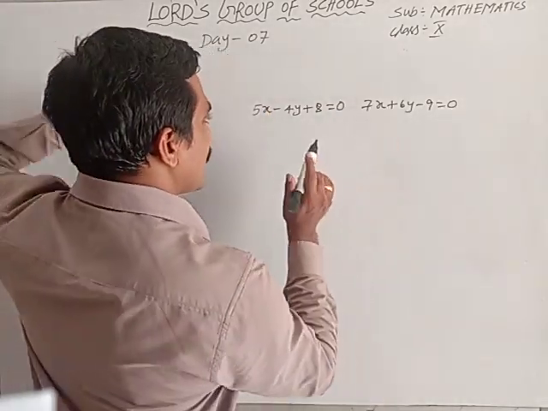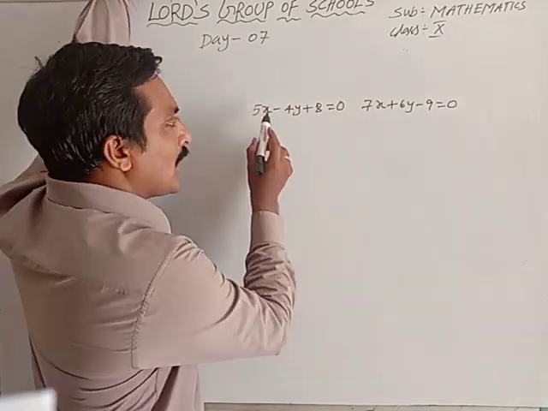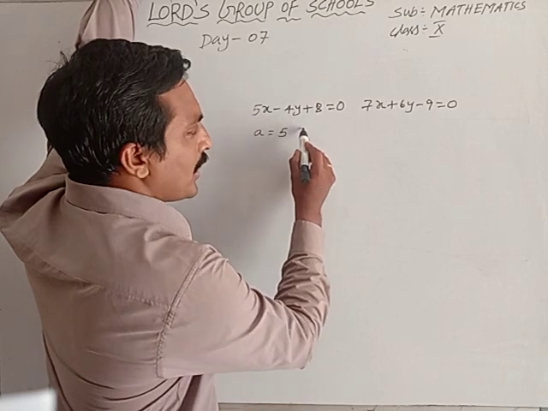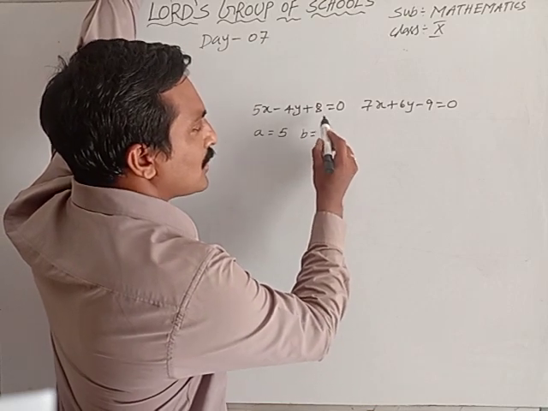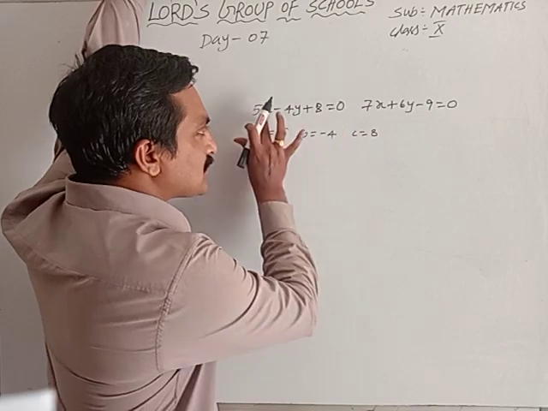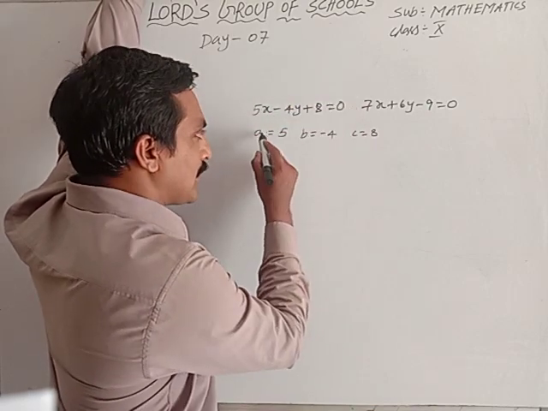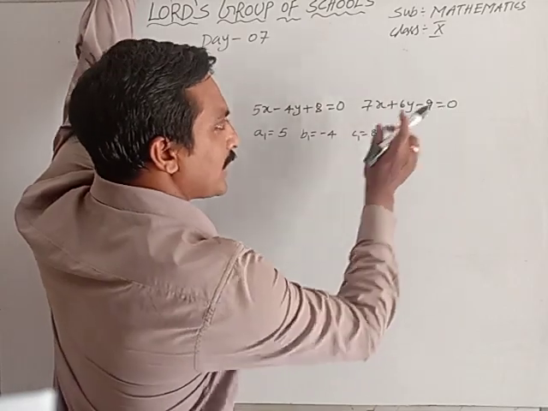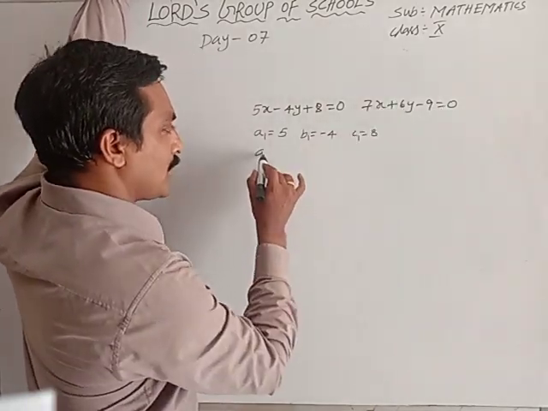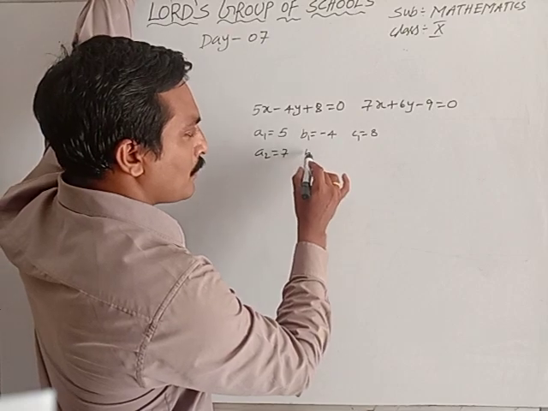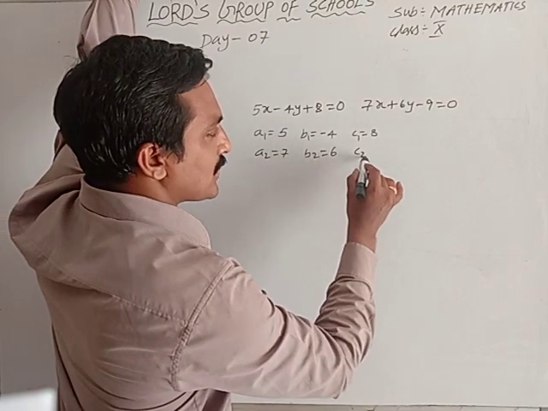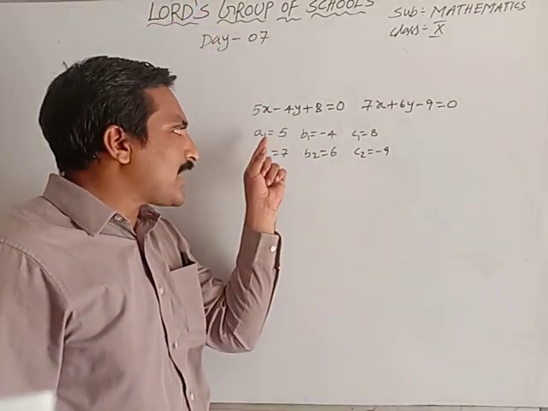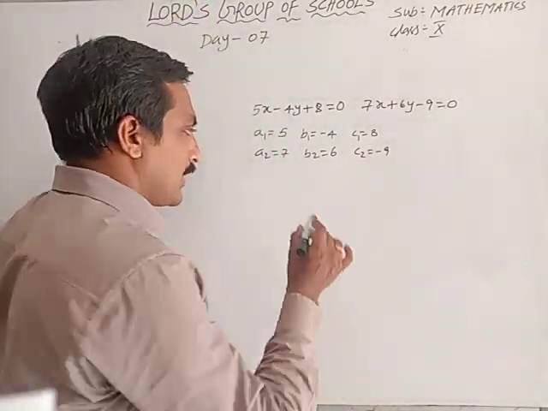In these two linear equations, the first equation has x coefficient a as 5, y coefficient b as minus 4, and c as 8. These values are a1, b1, c1 from the first equation. Next, the second equation: x coefficient a2 is 7, b2 is 6, c2 is minus 9. Now you have to compute each individual ratio.